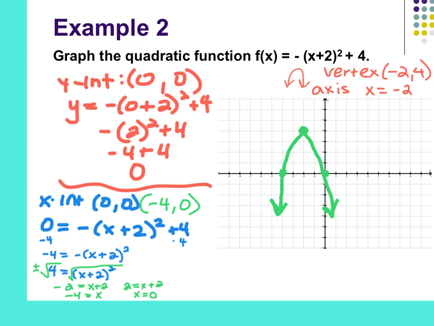If I based it off transformations, it would have been left 2, up 4, pointed down, which is consistent with what I've got. And my axis of symmetry is x equals negative 4. I'm sorry, negative 2. If I fold the graph along that axis, it should overlap.